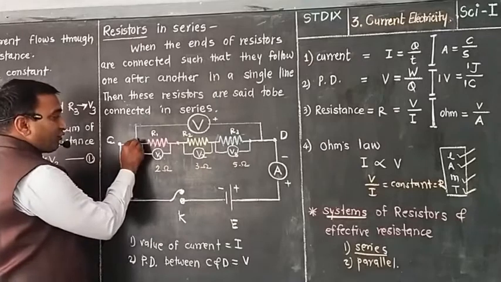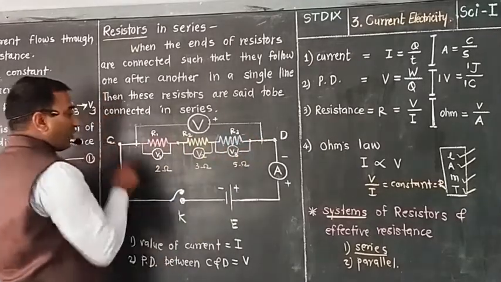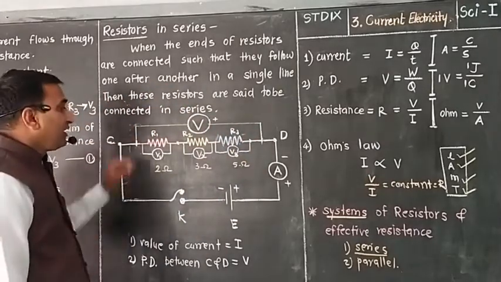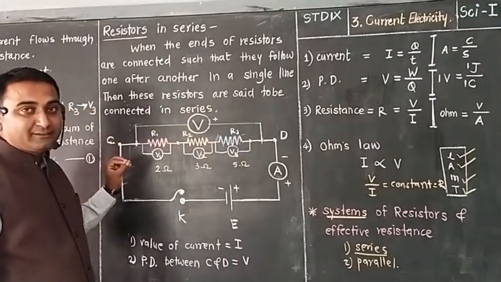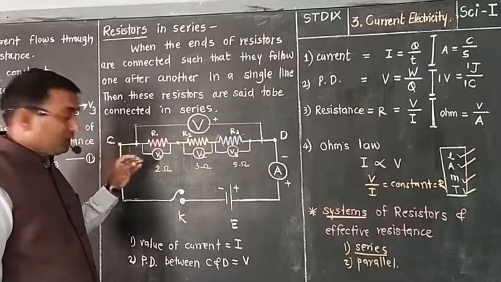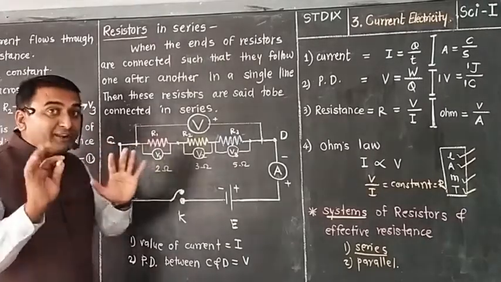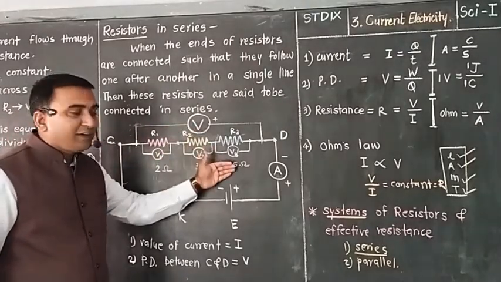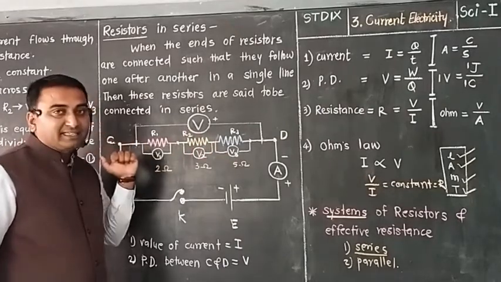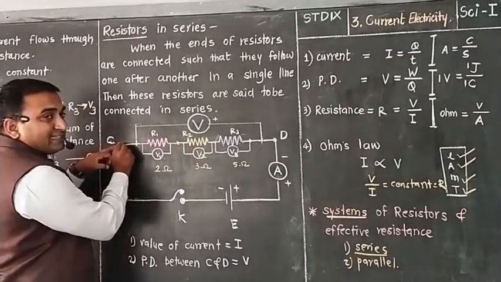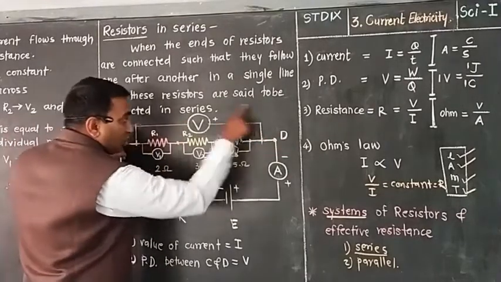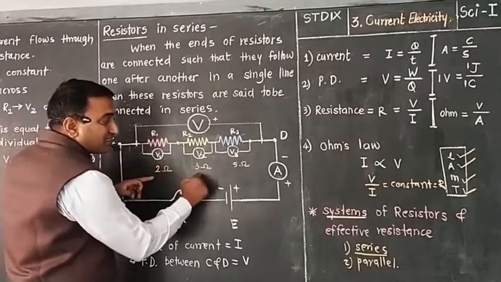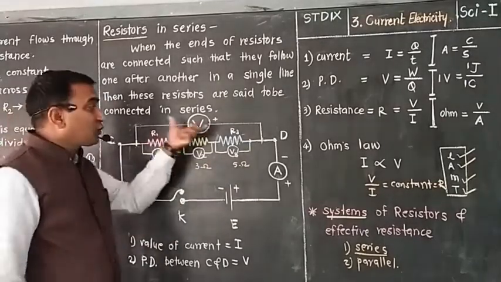And see here, from this point to this point, from C to D, we are going to find the total resistance. Suppose here 2 joule work is done, for example only. Work done is 2 joule, work done is 3 joule, work done is 5 joule. So different potential differences are there. But if you want to carry that charge from C to D, the total work done you have to do is 2 plus 3 plus 5. So it is the total work done.